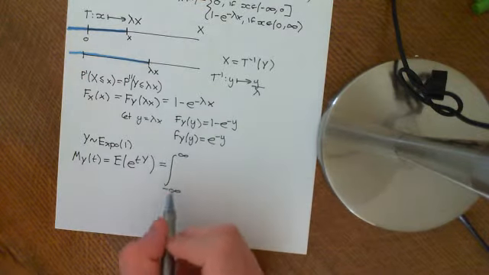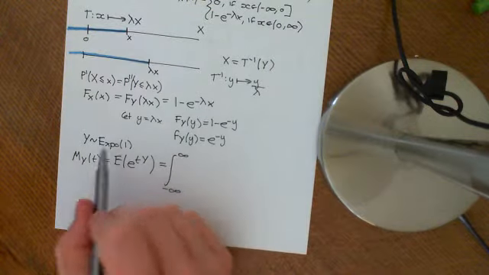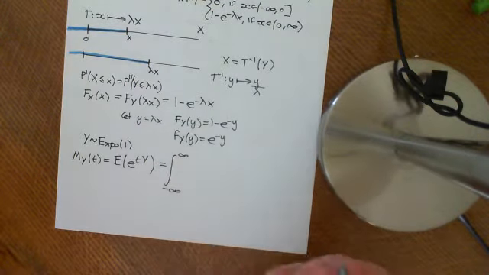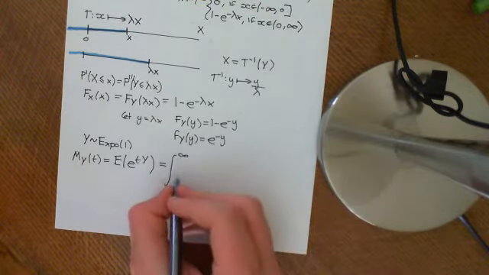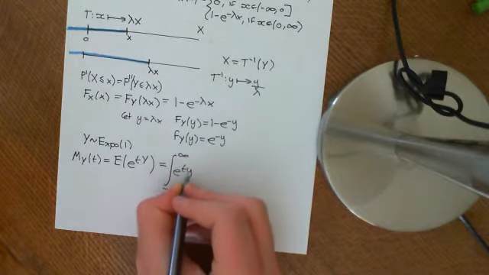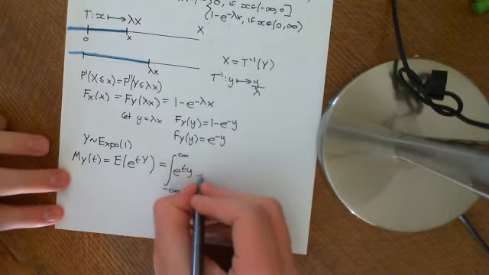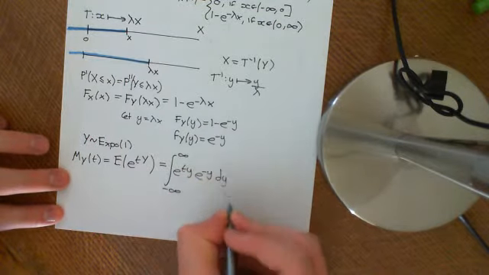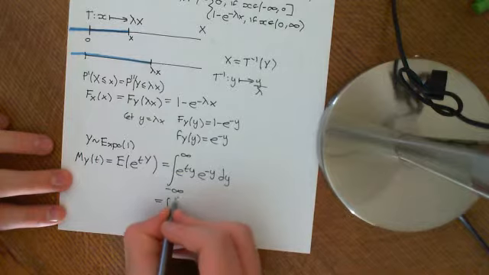But of course, this is just going to reduce down to 0 to infinity. The PDF is defined on the whole real line, but the only values that Y can actually take on are 0 to infinity, but it's good practice still to put the integral from negative infinity to infinity. Okay, and then we will put in e to the t little y, so we're letting it vary over every possible value that Y can take on, and then we're multiplying it by the PDF of little y, which is e to the negative y, dy. And we know that this reduces down to the integral from 0 to infinity.